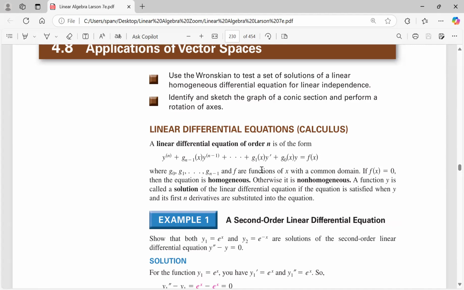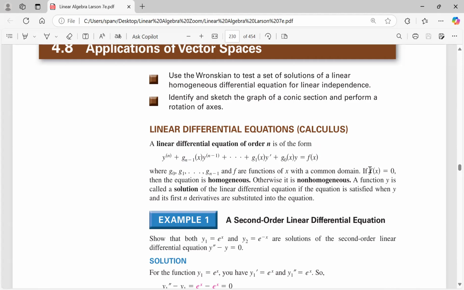So first of all, a linear differential equation. This is from calculus. A differential equation is an equation that's made up of differentials. Now, the order of the differential equation is the highest order of derivative in that equation. So y superscript n in parentheses means the nth derivative. Y superscript n minus 1 is the n minus 1 derivative. Y prime is just the first derivative, and of course y, no derivative. So this is an order n linear differential equation, and the linear part is these coefficients in front. These are functions of x with a common domain.